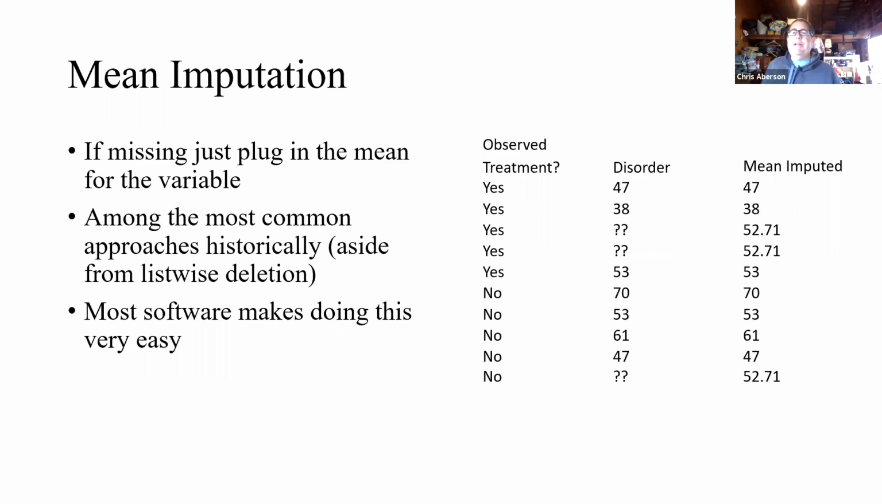All right, mean imputation. If it's missing, just assign it the mean. This is the most common approach historically. And as we'll see with a bunch of these approaches, it starts off sounding good, but then when we drill down, we see that it screws things up downstream. Most software does this pretty easily. You can see here, I've just given the mean to all of the missing values.